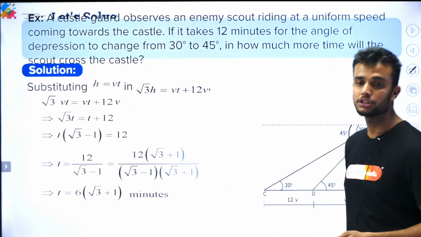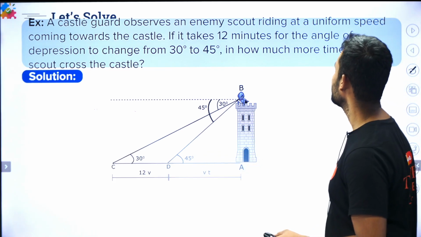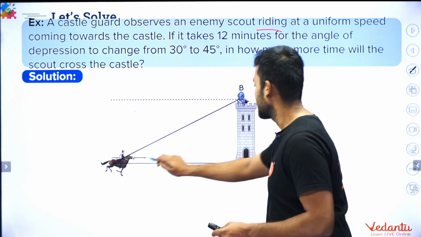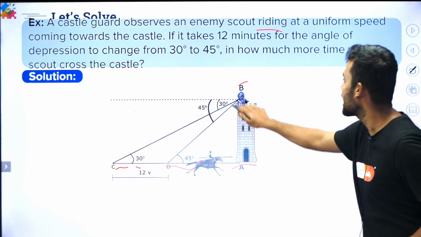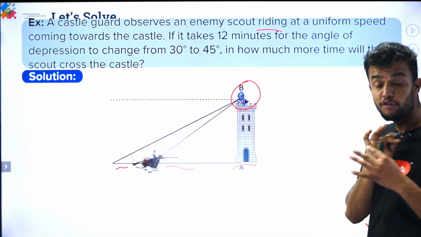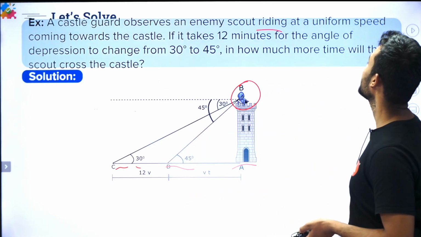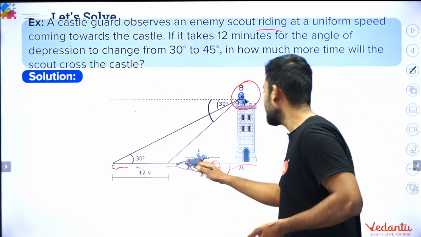Next question, last question. I hope it's the last question. We have a castle guard who observes an enemy scout riding, here he is riding, here the castle guard is. He comes at a uniform speed towards the castle. Uniform means he maintains the same speed, and it takes 12 minutes. We know the total time is 12 minutes.